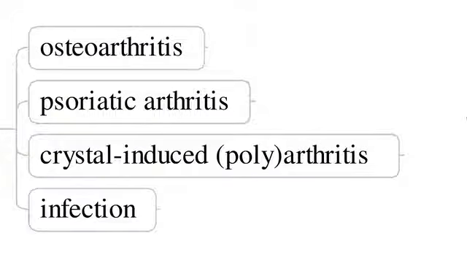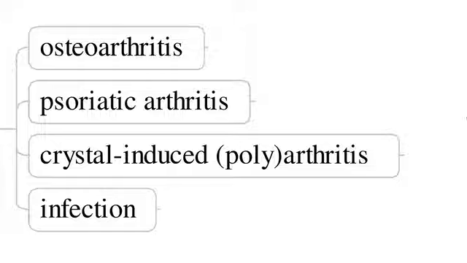So differential diagnosis would include osteoarthritis, although we'd expect it to involve larger joints, and including the distal interphalangeal joints, psoriatic arthritis, and I would look carefully for psoriatic plaques as well as nail pitting. Less commonly, crystal-induced polyarthritis, or in cases of oligoarthritis, infection as well.